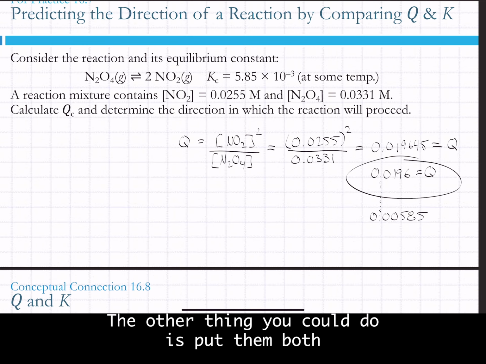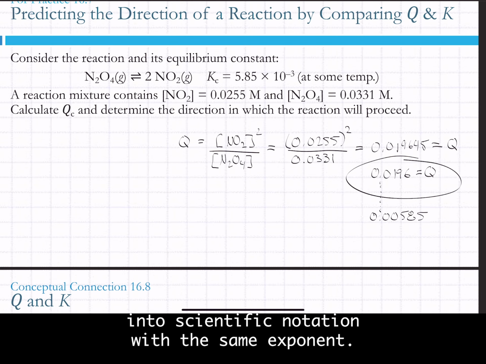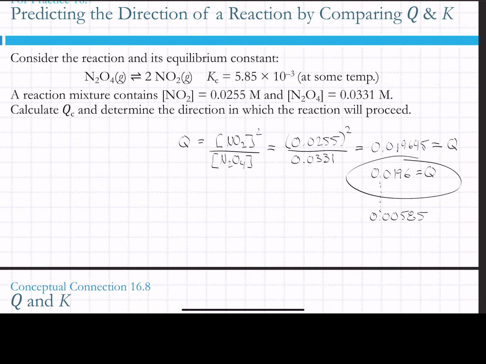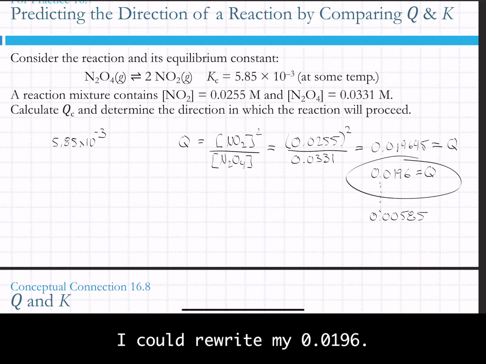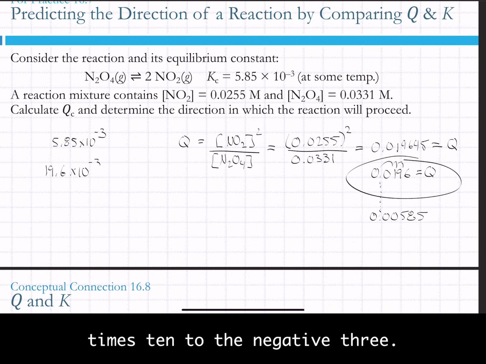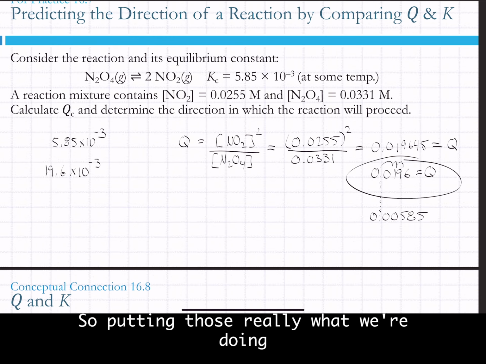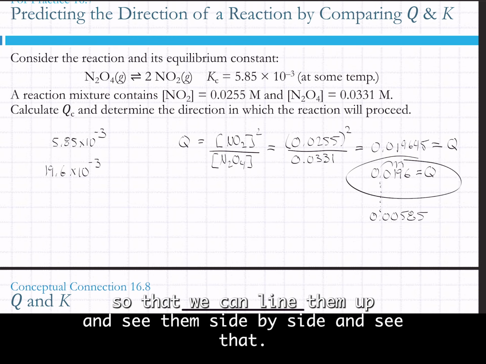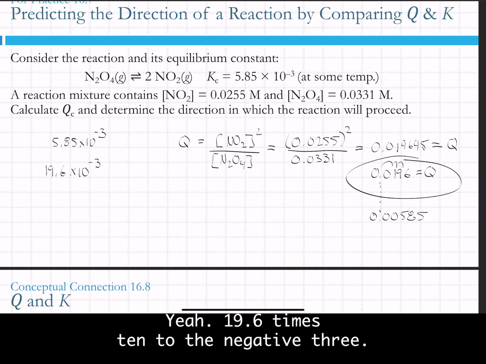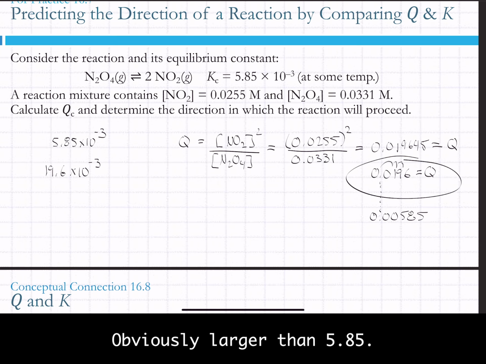The other thing you could do is put them both into scientific notation with the same exponent. So 5.85 times 10 to the negative 3. I could rewrite my 0.0196. If I move this 1, 2, 3, now that's 19.6 times 10 to the negative 3. Really what we're doing is taking the numbers and giving them the same magnitude so that we can line them up and see them side by side and see that, yeah, 19.6 times 10 to the negative 3 is obviously larger than 5.85.